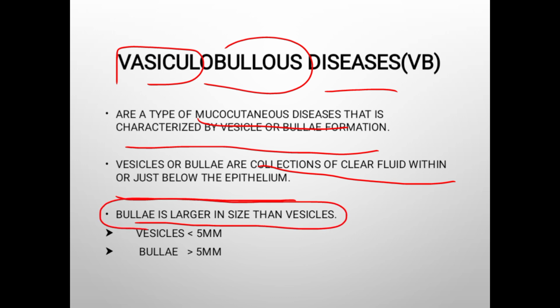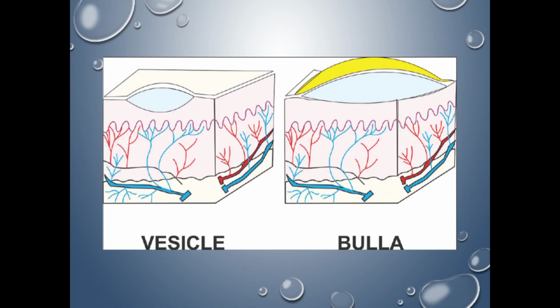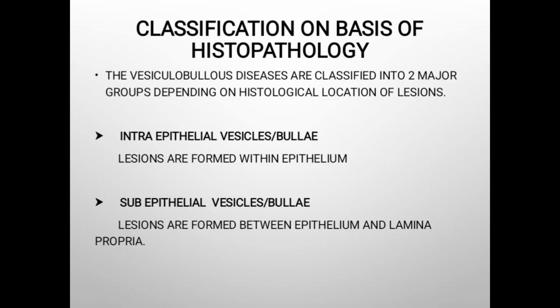A bulla is larger in size than a vesicle, you should know it. How to differentiate if someone asks you? Always remember, a bulla is always greater than 5 millimeter, and a vesicle is actually less than 5 millimeter. Okay, means bulla is larger in size. You can see here a vesicle formation and the bulla formation. This is a vesicle and this is a bulla. You can see it is large in size.